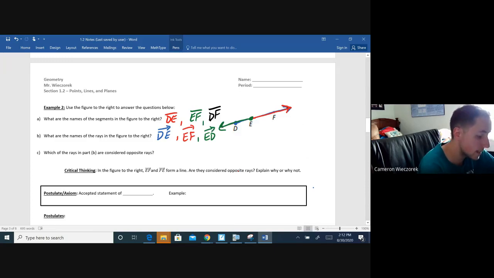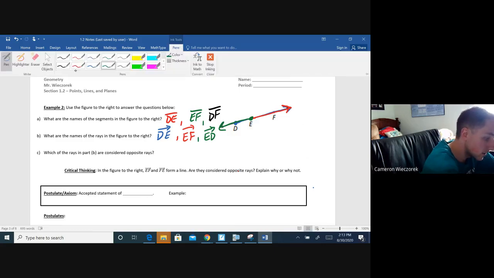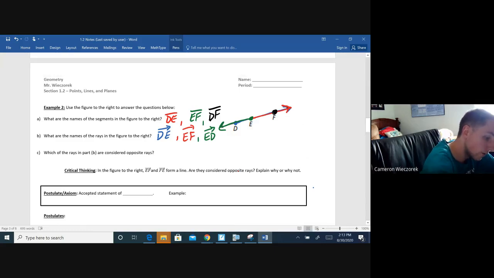Which, remember, it's not the same as ray DE. ED and DE are two different rays. The starting point matters for a ray. And then last but not least, what if we started at point F? If I start at point F, there's only one ray I can make. And it doesn't matter which letter I list second. I could call it ray FE or FD. So I'll call it FD in this case.